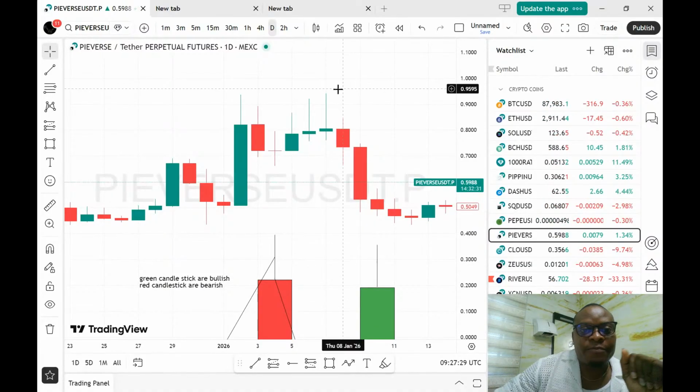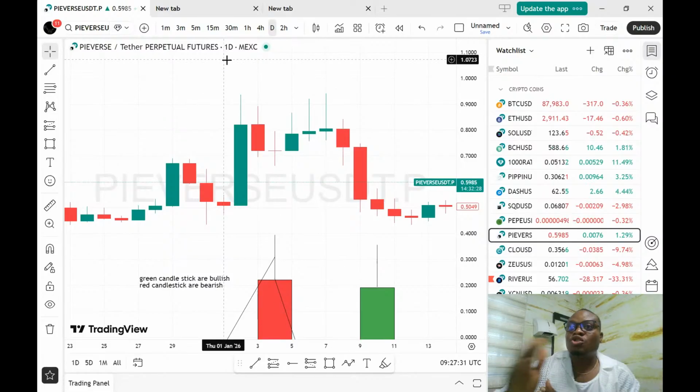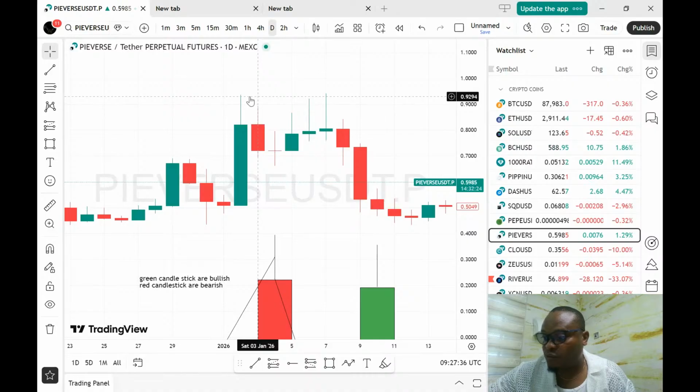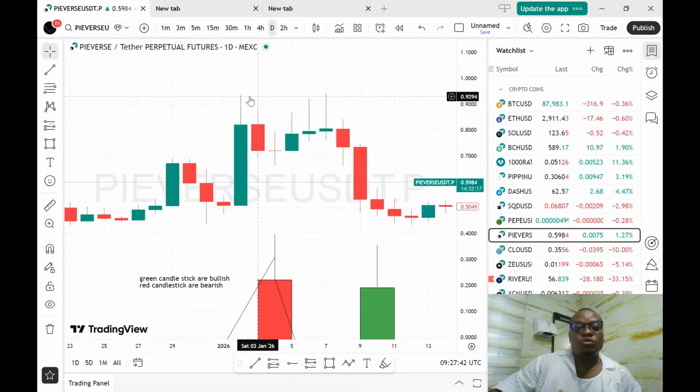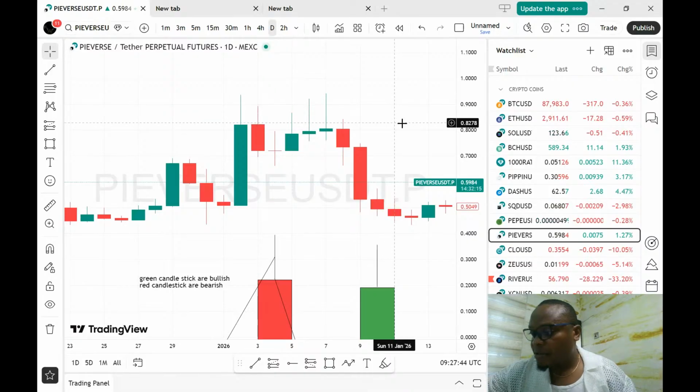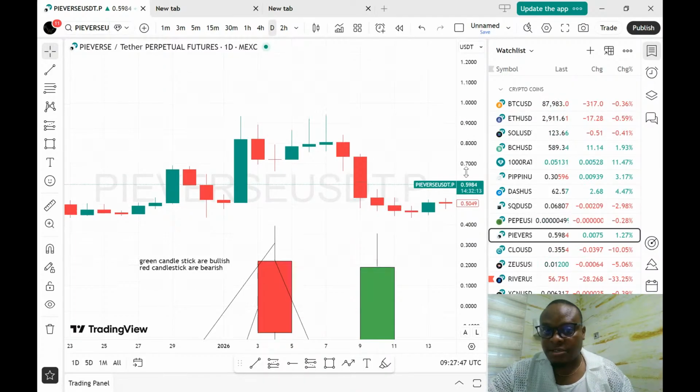For example, on the chart you can change your time frame to the particular time frame you want to see. You can say, okay, I want to see the formation of candlesticks on a 1 hour time frame. I don't know if you're seeing my chart.